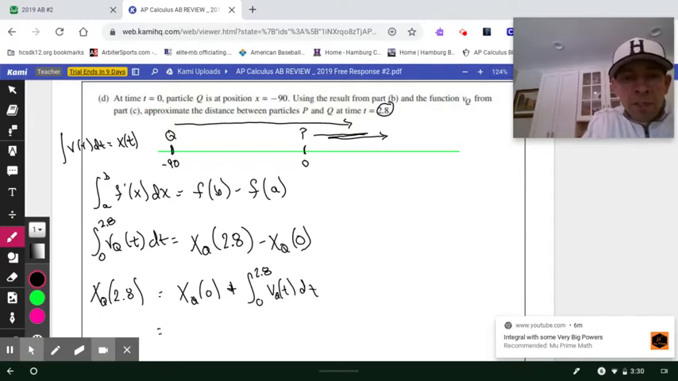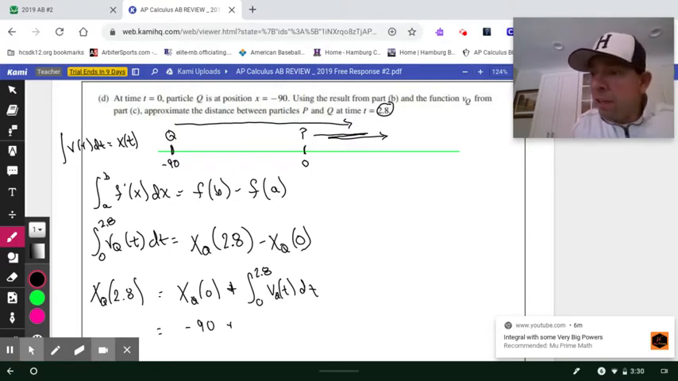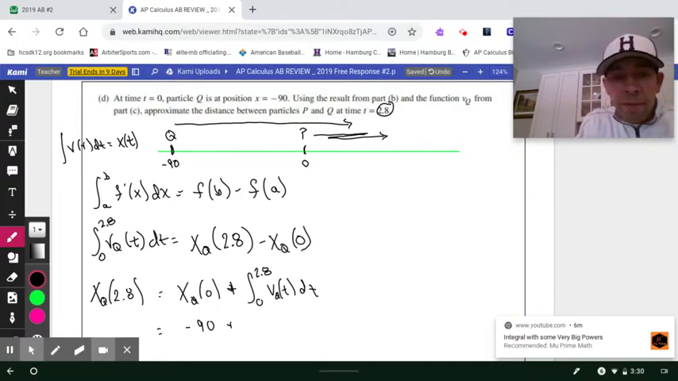So this is going to be negative 90. You could throw this definite integral into your calculator. You're going to get about 135.939. Adding those together gives you about 45.937. Okay. So he's done a lot of traveling. He's been moving. All right.